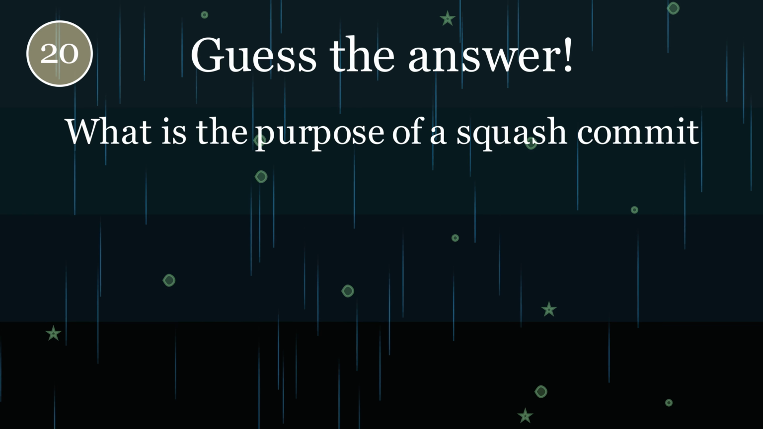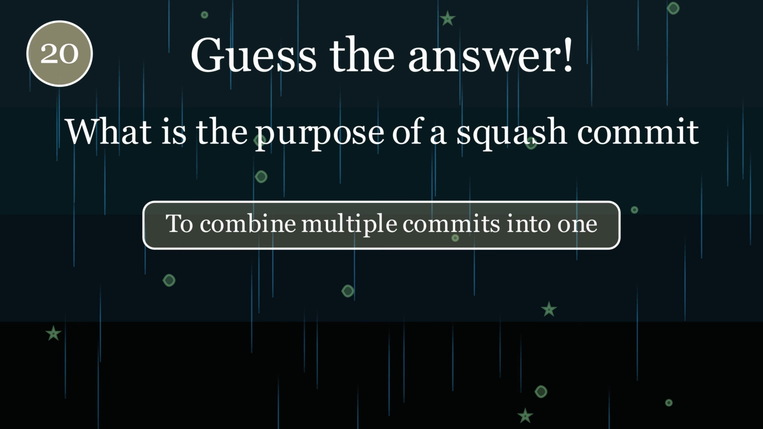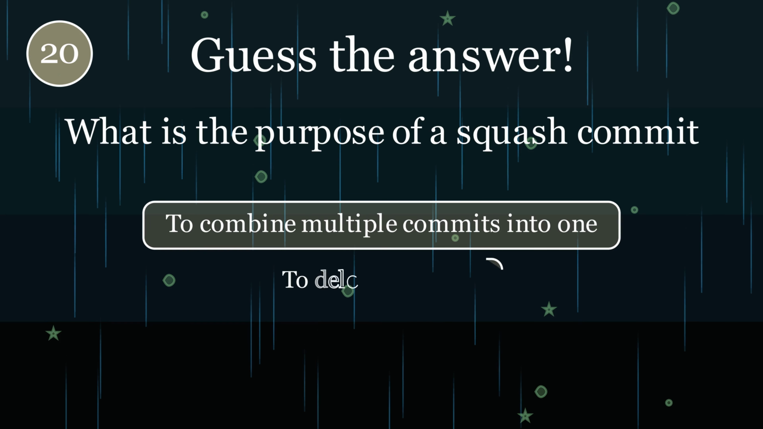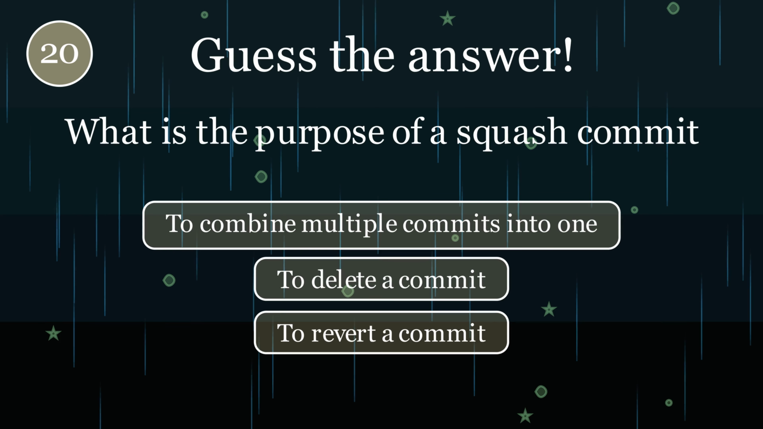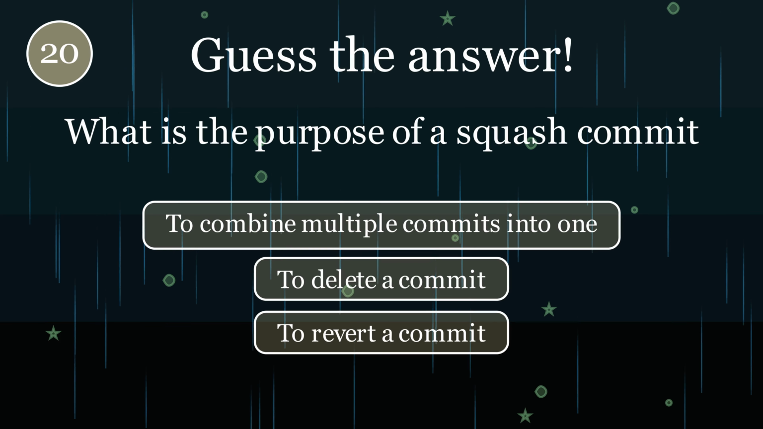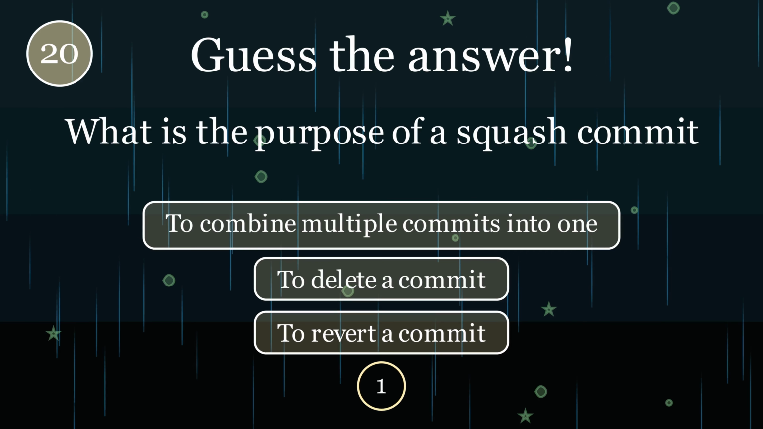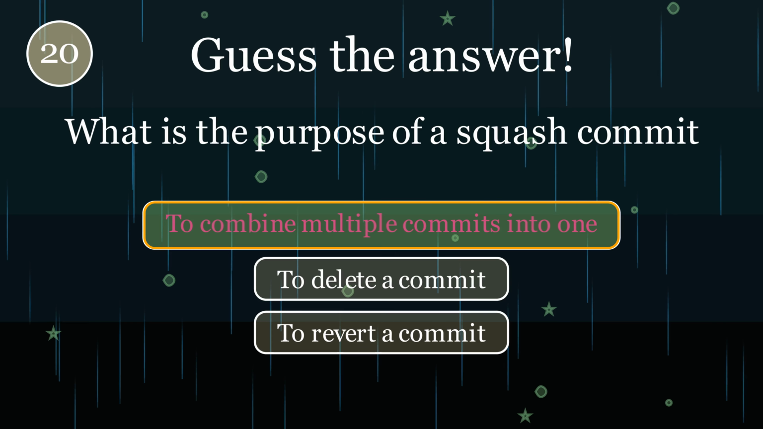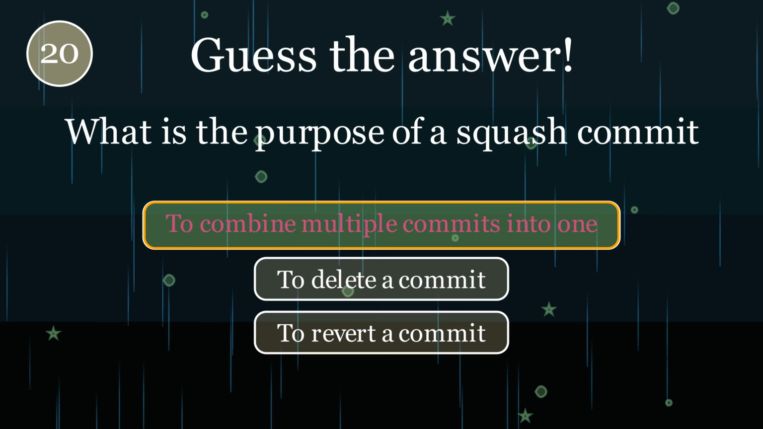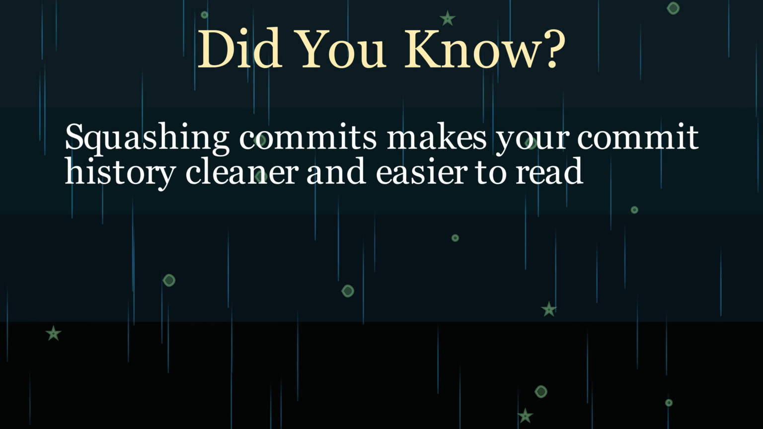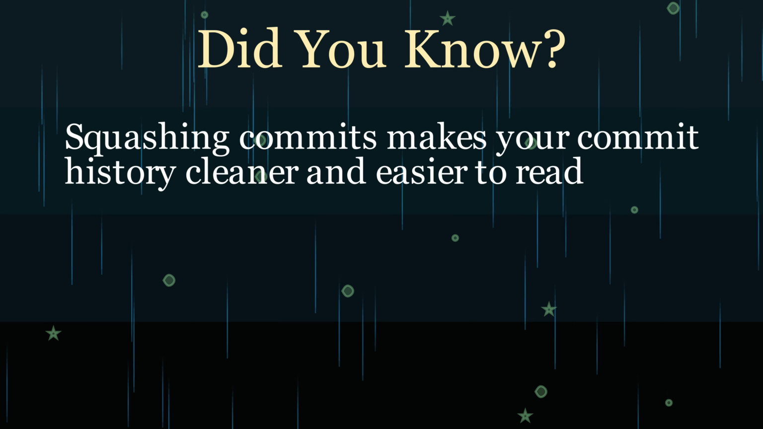What is the purpose of a squash commit? To combine multiple commits into one. To delete a commit. To revert a commit. The correct answer is, to combine multiple commits into one. Impress your friends with this fact: squashing commits makes your commit history cleaner and easier to read.